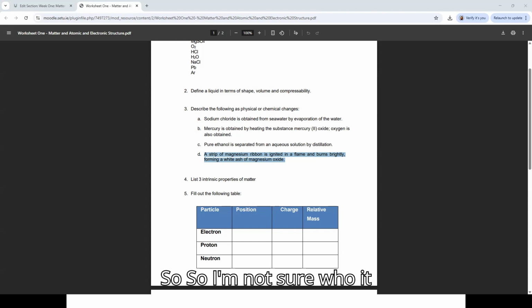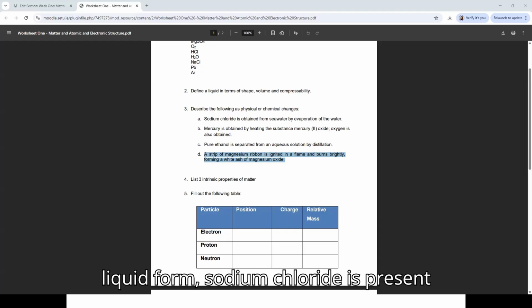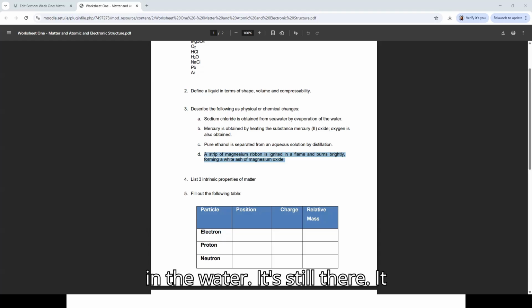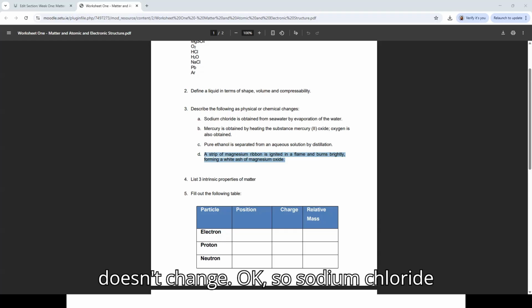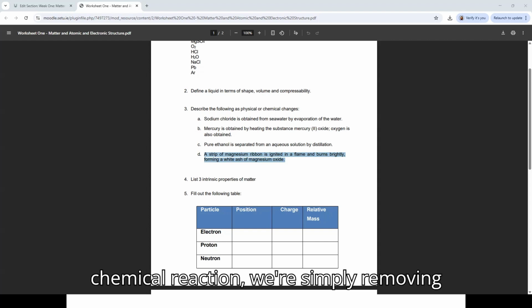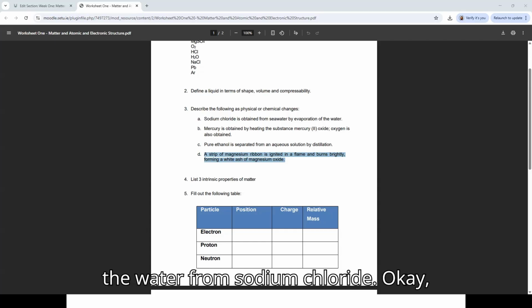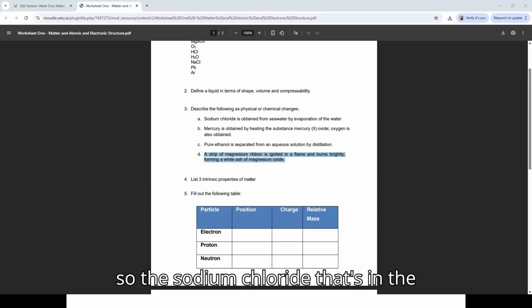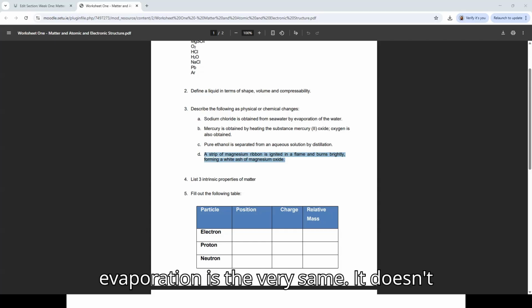Your first one is sodium chloride is obtained from seawater by evaporation. So this is a physical change, okay? When it's in liquid form, sodium chloride is present in the water. It's still there, it retains its sodium chloride. When we evaporate off the water, sodium chloride doesn't change, okay? So sodium chloride itself doesn't undergo a chemical reaction. We're simply removing the water from sodium chloride. So the sodium chloride that's in the water and what we end up with after evaporation is the very same. It doesn't undergo a chemical change.